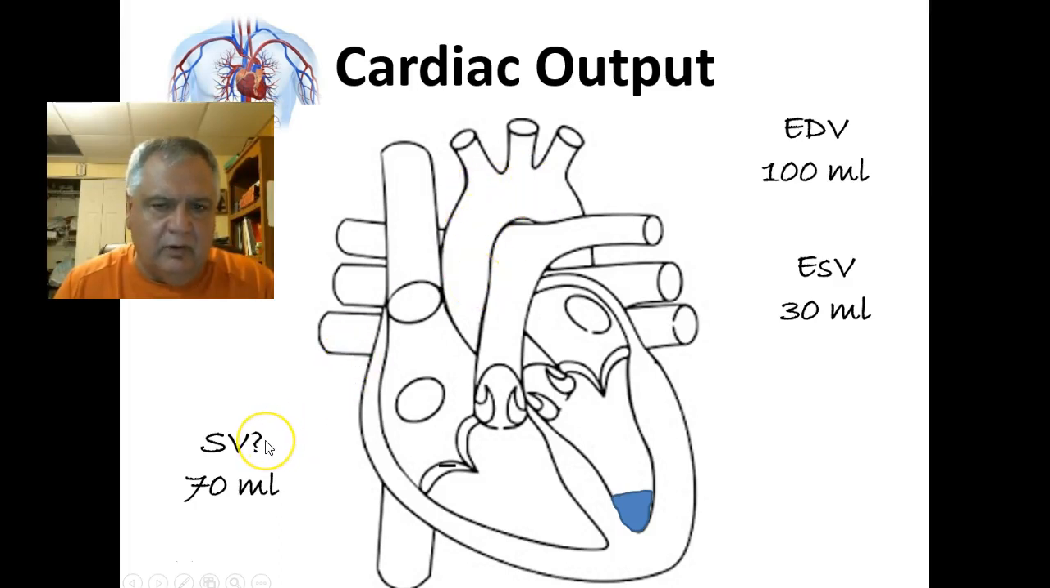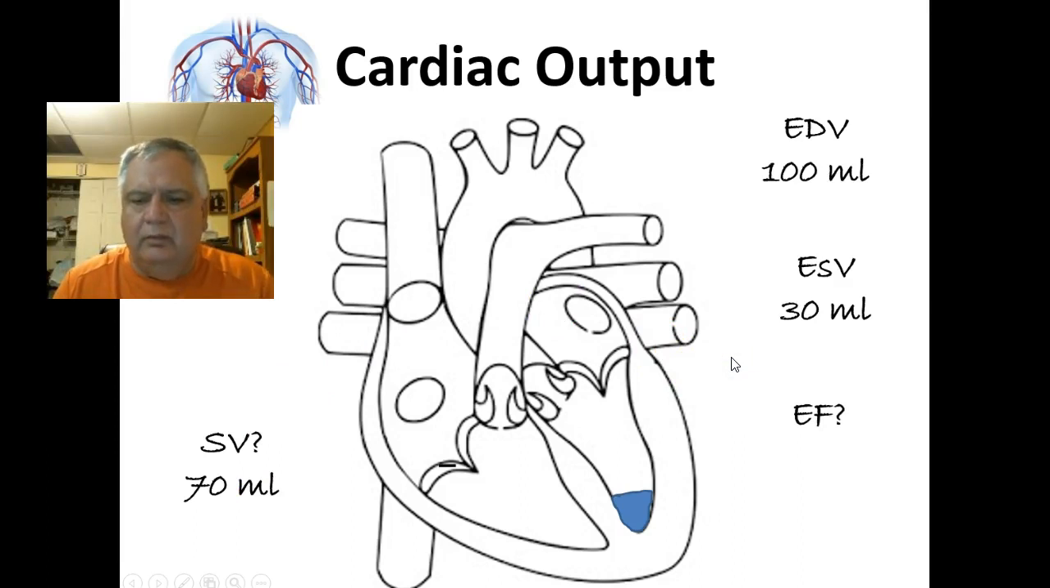That's the stroke volume. So how many times in a minute does this happen? Does it happen 60 times in a minute? Does it happen 70 times in a minute? 80 times in a minute? Multiply 70 milliliters times the number of times the heart beats per minute, and you've got the cardiac output.